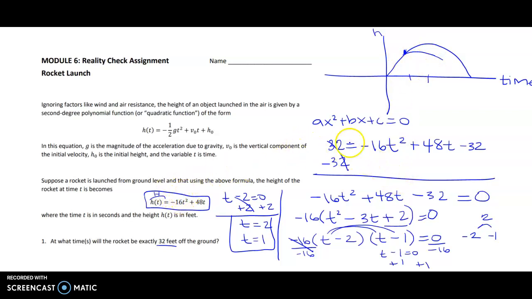Again, remember the h of t stands for the height, and you can plug in any value for the height and solve for the remaining t values. If you're still feeling confused, please reach out. I'd love to help.